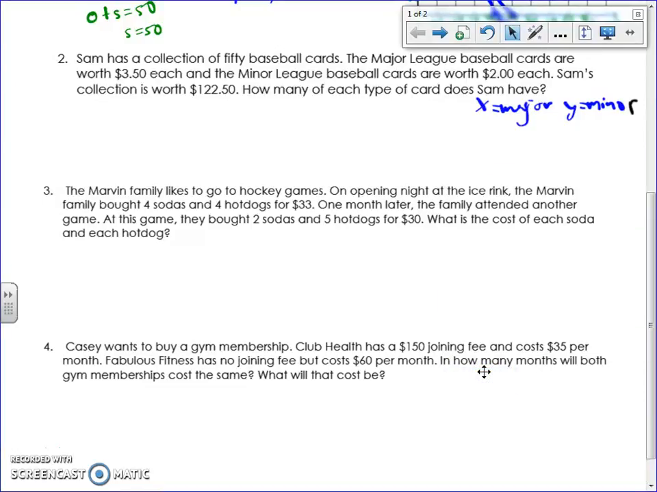Alright, so I am going to be setting up my two equations. Remember, one is going to be about the money, one's going to be about the amount. So for the money, my major cards are worth $3.50 per major card, plus $2 for my minor cards, and that's going to total $122.50. To get my other equation, I'm thinking about how many cards I have, which is 50. So I have my major cards plus my minor cards equals 50.